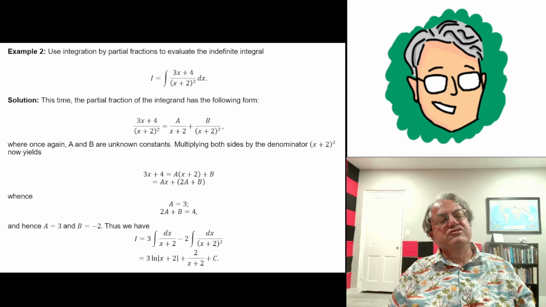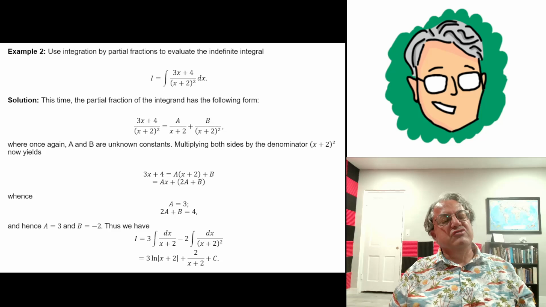So we have a equals 3. So that's our system. A equals 3 and 2a plus b equals 4. Yeah, that's easy to solve. We already know a, so we plug it in the second equation. We get 6 plus b equals 4. That means b equals minus 2. So when we're done, we get I equals 3 times the integral dx over x plus 2 minus 2 times the integral dx over x plus 2 quantity squared.